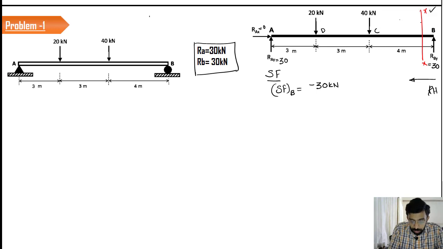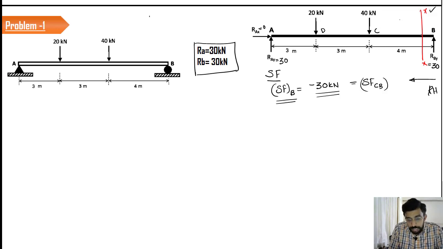So if I start to travel from B towards C, your section plane is also moving along with you. Just before reaching C, if you look towards your right hand side, you will have the same value, 30 kilonewton, in the section CB.